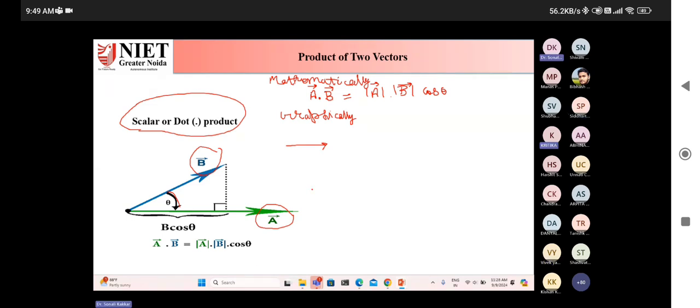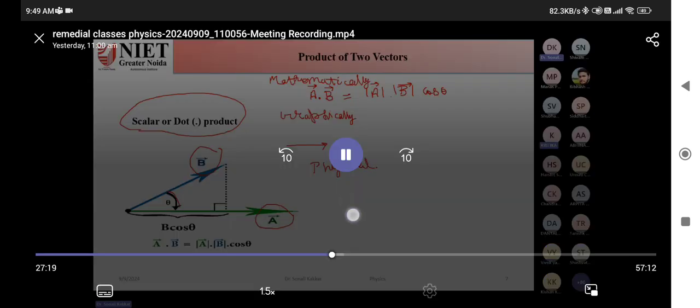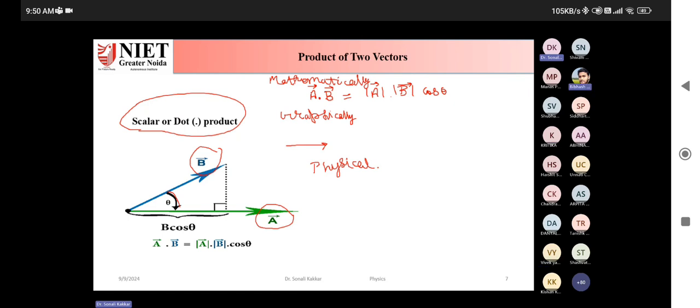Anyone know? What is the physical meaning of dot product? Where do we use these quantities? Why are we doing dot product? To get the scalar quantity.